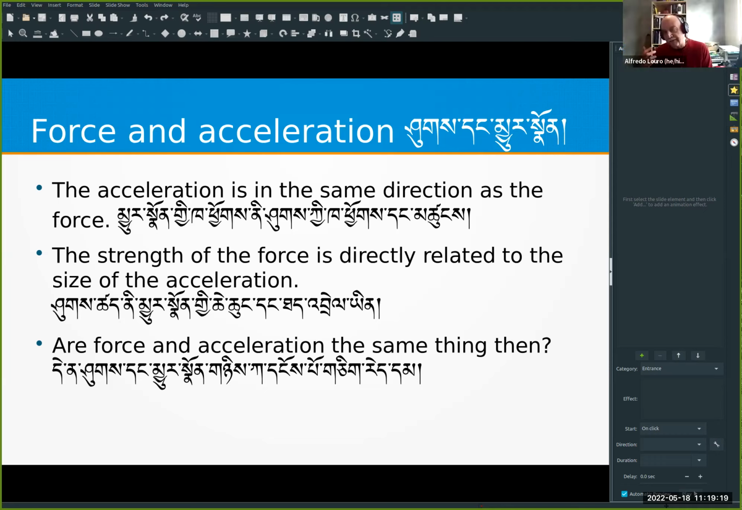So now, if the acceleration is in the same direction as the force, and the strength of the force is directly related to the size of the acceleration, could we say they're essentially the same thing? Could we say that the force is essentially the same thing as the acceleration?